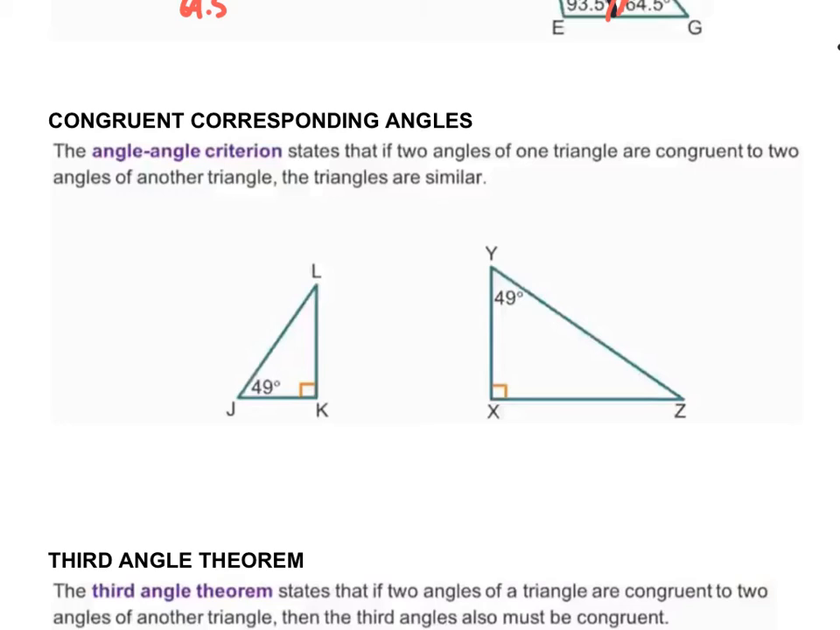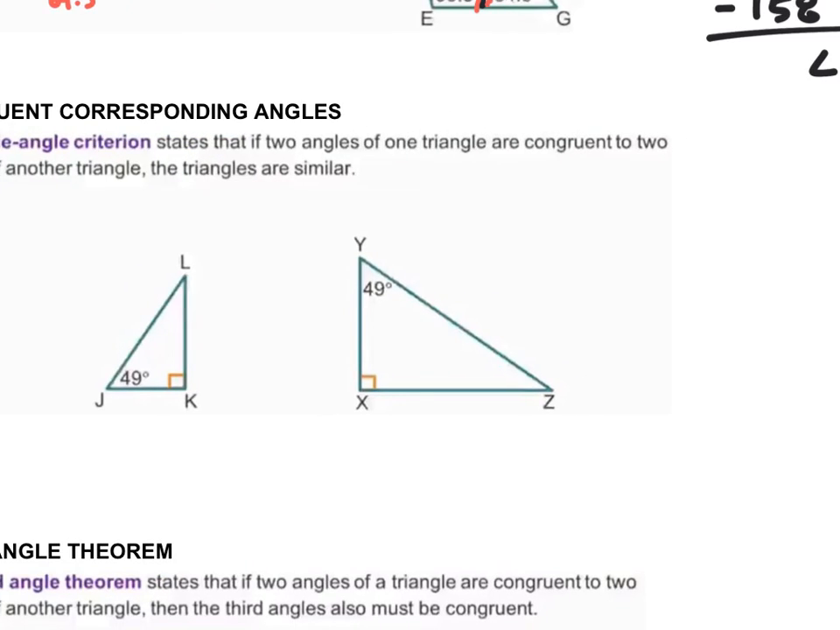All right, so then, if we talk more about these congruent angles, corresponding angles, what we can figure out is that we have the angle-angle criterion, okay? It states that if two angles of one triangle are congruent to two angles of another triangle, then those are automatically similar, okay? And here's the reason why, because we've been talking about this, all right?